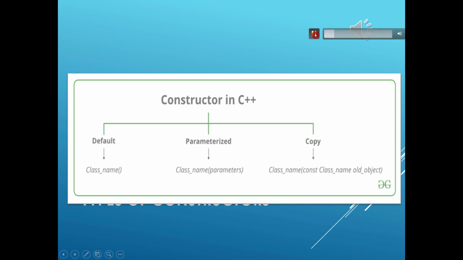There are three different types of constructors: default constructor, parameterized constructor, and copy constructor, and their syntax is shown in the figure.